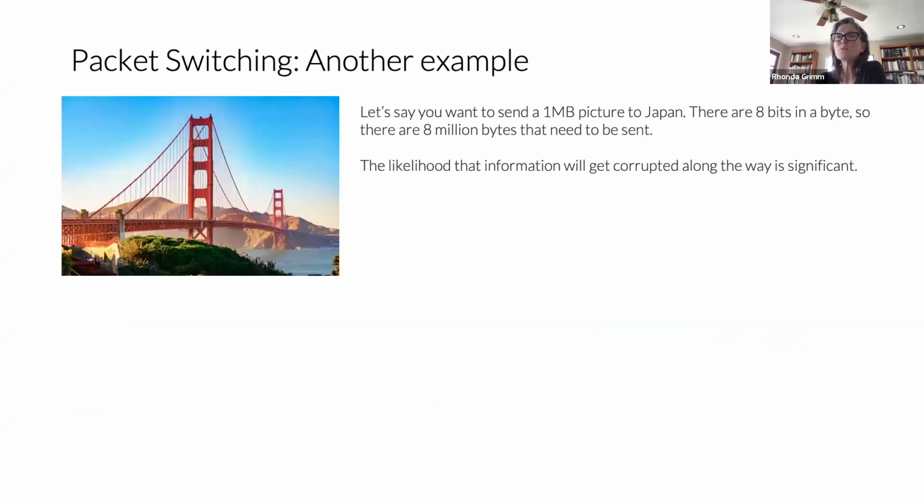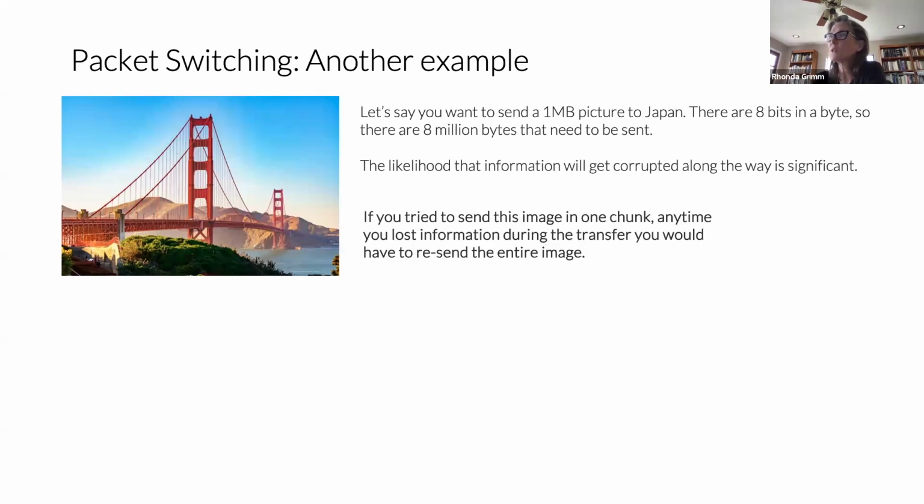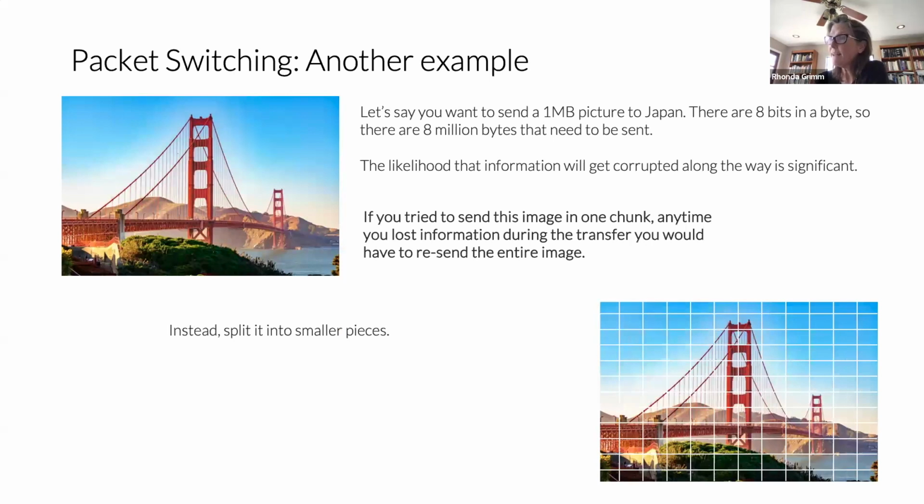And you're like, why in the world would you do that? Let's say in this example you want to send a 1 megabyte picture to your buddy in Japan. Well, there are 8 bits in a byte, so there are 8 million bits that need to be sent for this one small picture. So the likelihood of something getting corrupted along the way is pretty significant. If you tried to send it all in one go, you'd likely lose some bit of information, and then you'd have to resend the entire thing, which would be a big hassle. So instead, you split it up into smaller pieces.